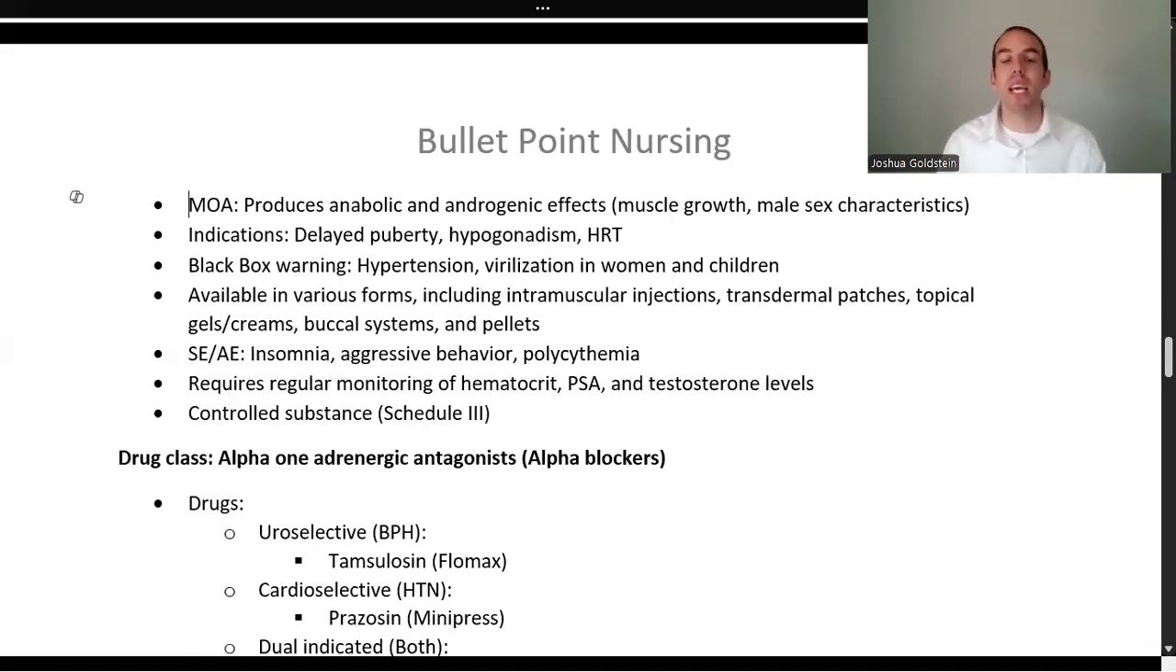Next, we're going to talk about BPH, benign prostatic hyperplasia. Benign prostatic hyperplasia is a disease. Obviously it affects only men, but the most common symptom of this is that the patient has frequency of urination.